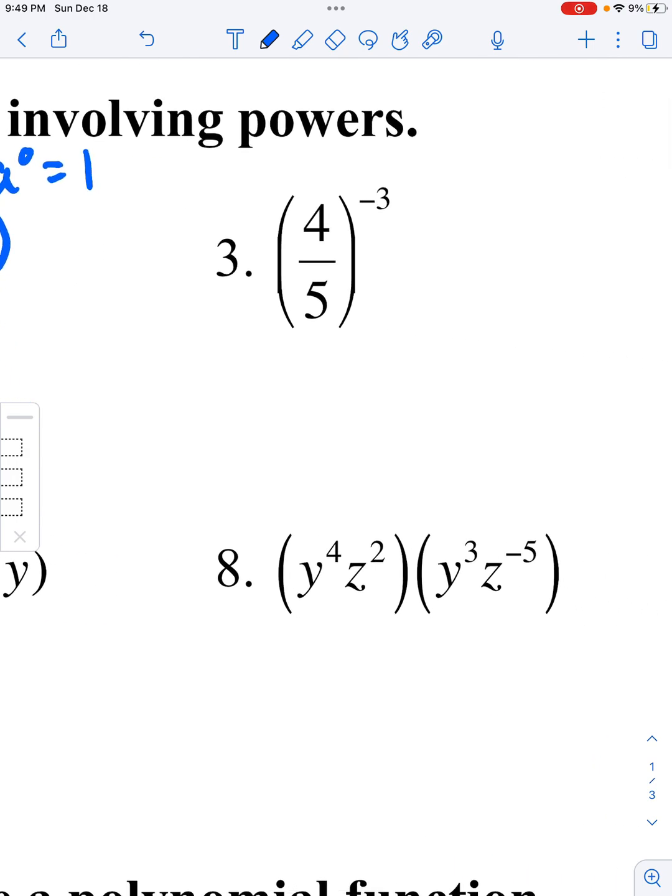Okay, so two things are happening here. One, you have to distribute this power. Currently the 4 and the 5 are to the first power. When there's not a power, it's a first power. This power on the outside does not multiply by the 4 or the 5. It multiplies by their power. So I would end up with 4 to the negative 3 power over 5 to the negative 3 power.